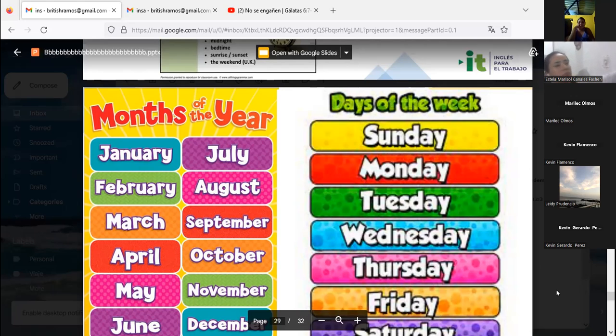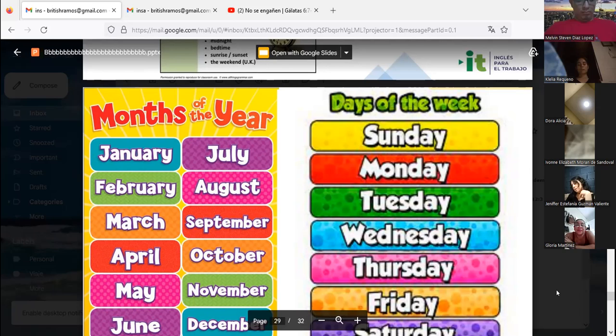Ok. Gloria, Gloria. Don't hide yourself. No se esconda. Tú, Gloria, y la vi. O quizás quiere bailar, por eso es que.